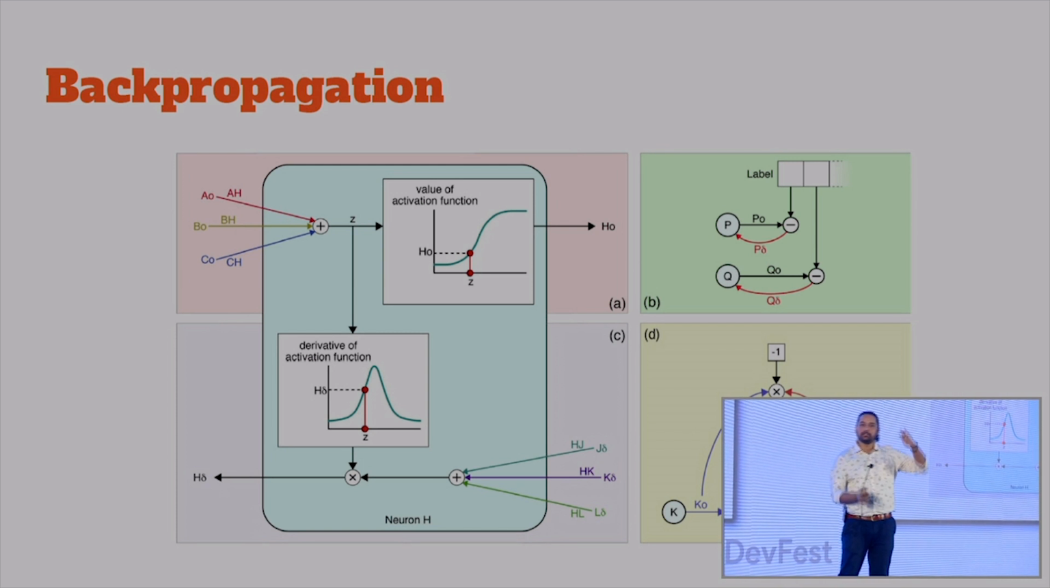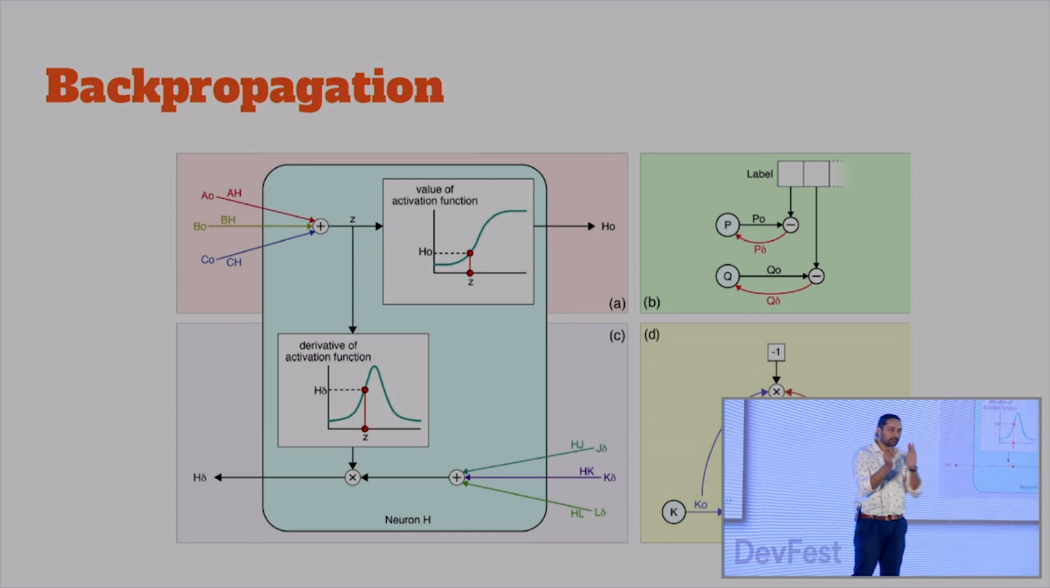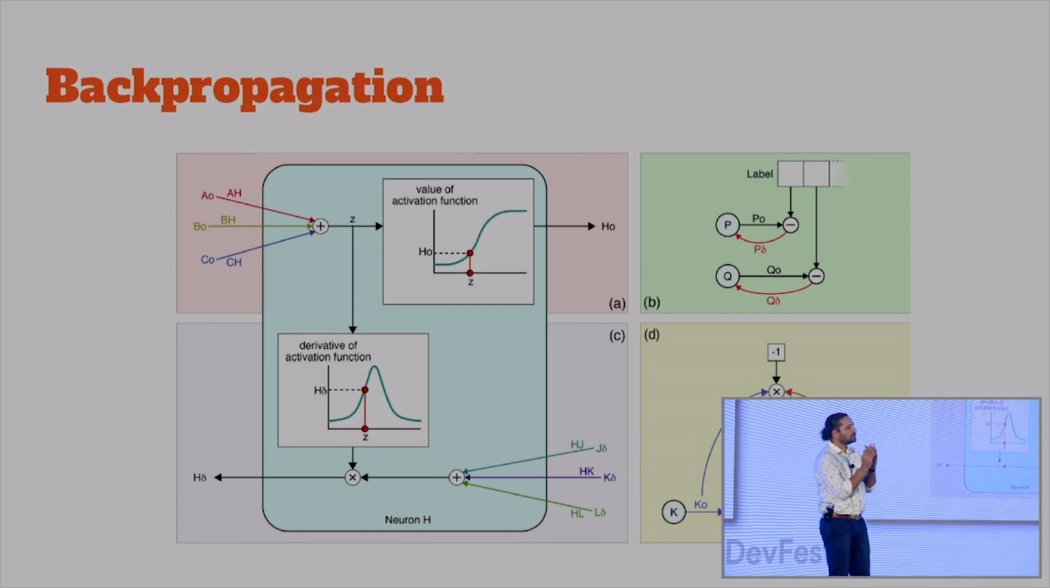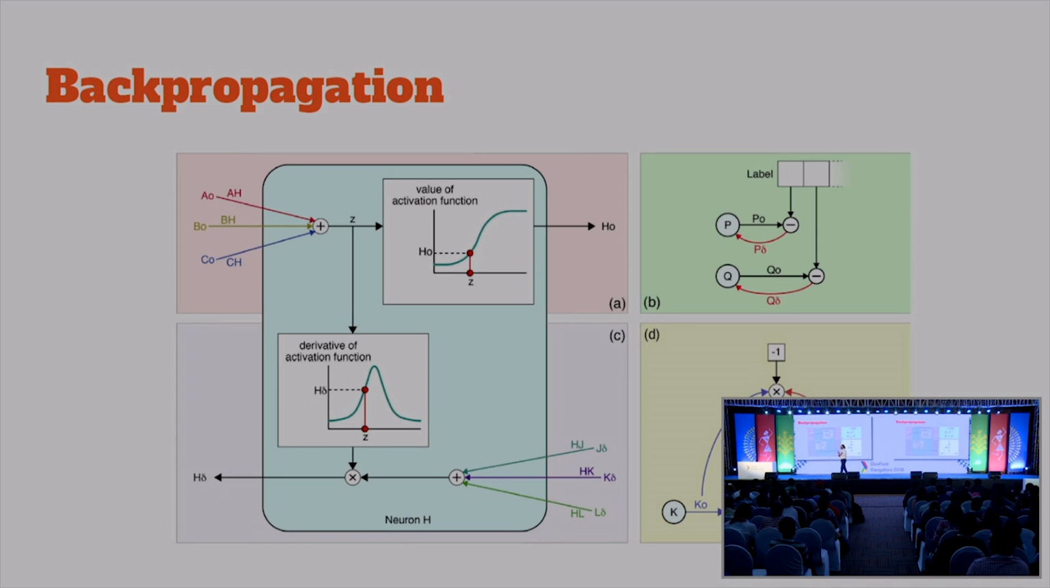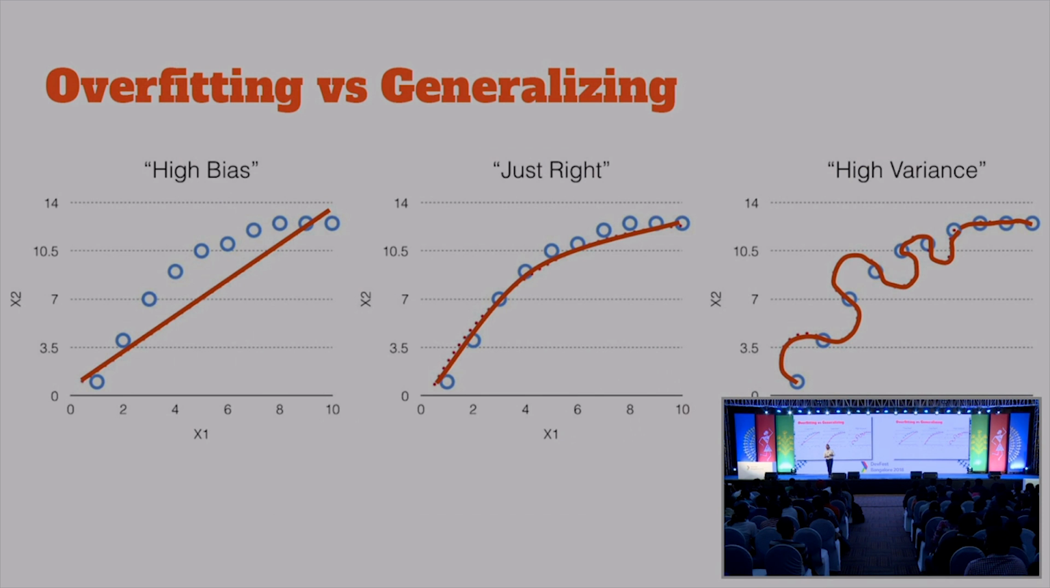So if there's a huge difference, you adjust the weights by a large amount. If it's very, very nearby, you adjust it by a small amount, so that all of them are then updated, and you have an updated model that is closer to the right prediction.